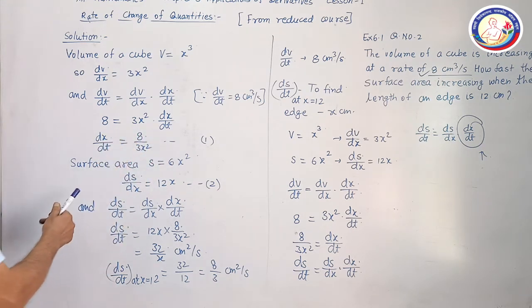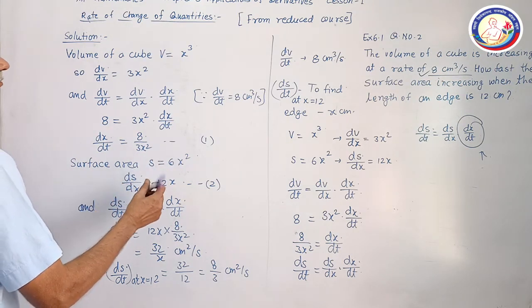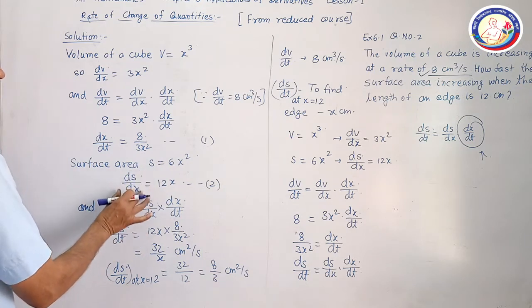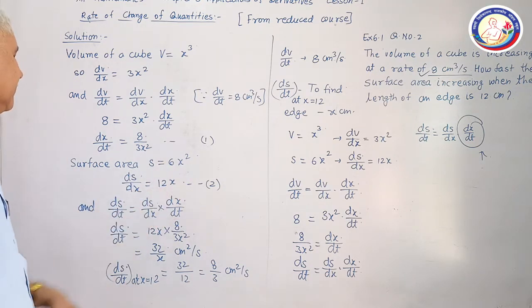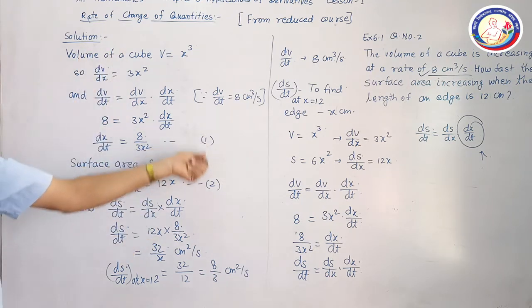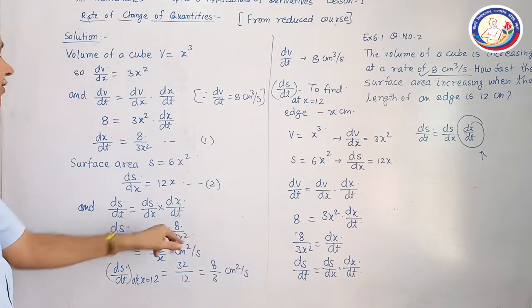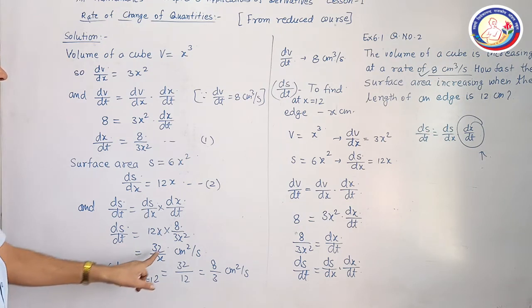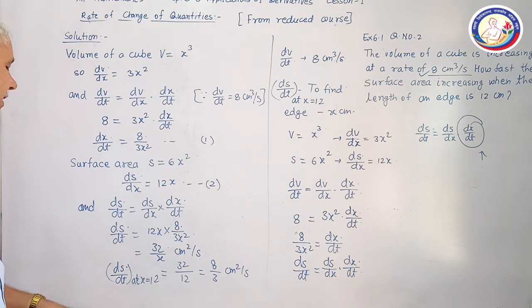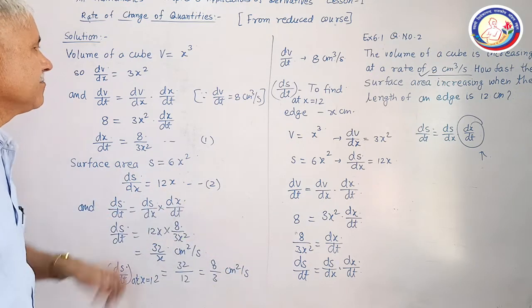We proceed towards surface area S of the cube, that is 6x square. The derivative of S with respect to x is 12x. Now combining these two results, and using the formula for derivative of s with respect to t by chain rule, we will get derivative of s with respect to t is 32 upon x, and on substituting x equal to 12 we get the result. This is the answer.